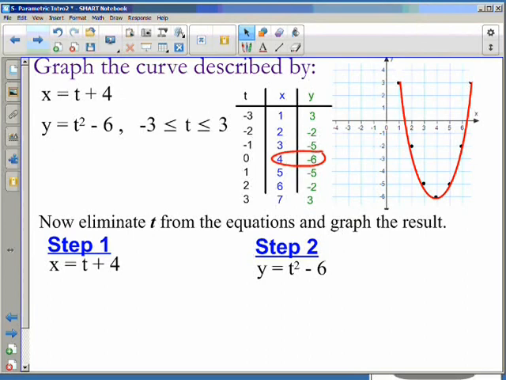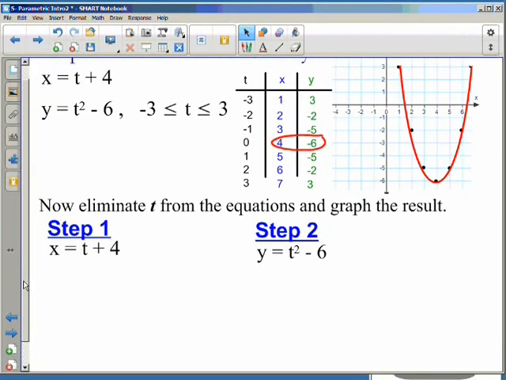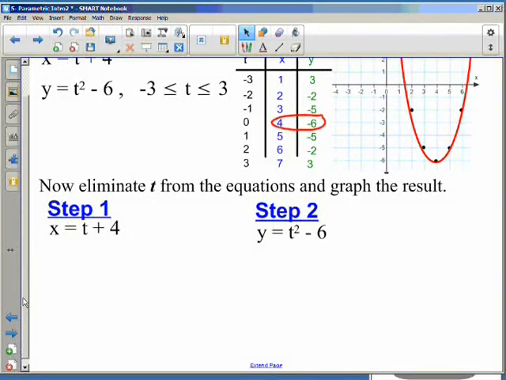And if we wanted to do something that will look a little more familiar, we have a way of eliminating the variable t, the parameter, and creating y as a function of x, not necessarily of just t. So we're going to start by eliminating the t from the equations. Initially, we're going to solve for t. So if you look at x equals t plus 4, we simply solve the x equation for t.